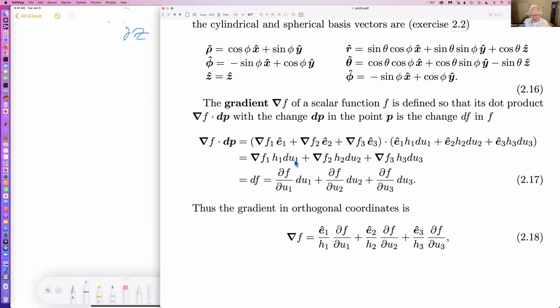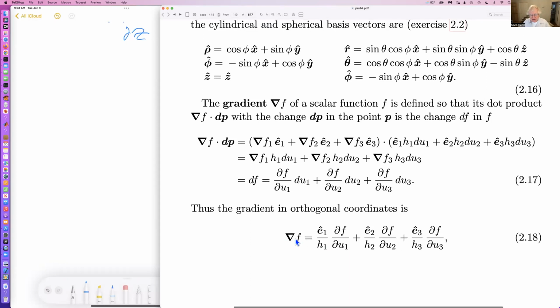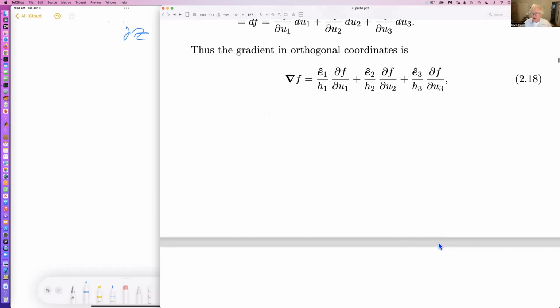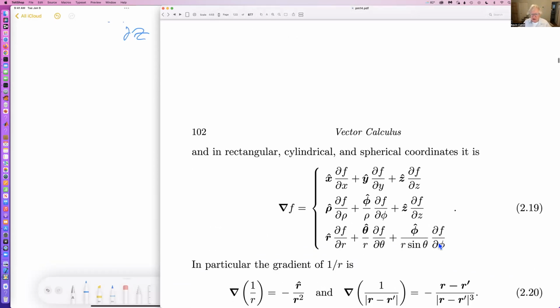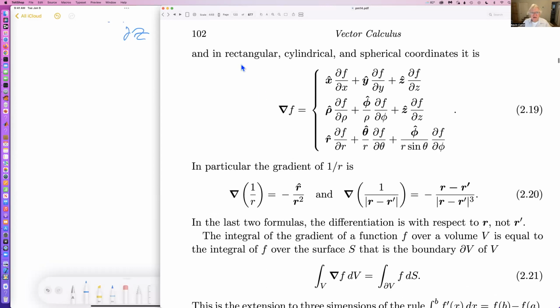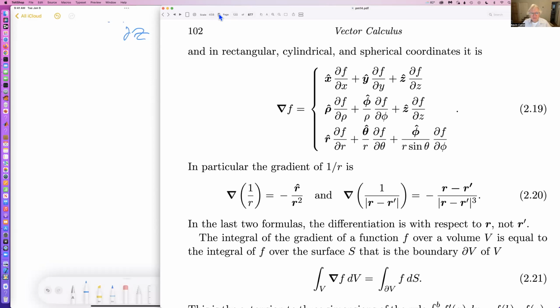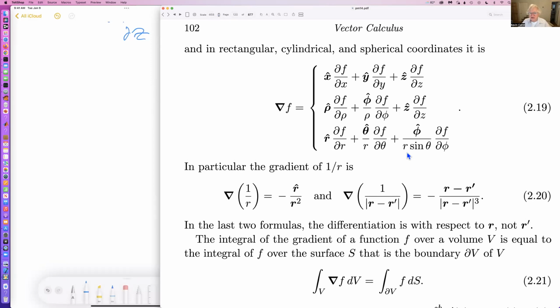So comparing the coefficients of du1, you see that the gradient is e1 hat over h1 times the partial with respect to u1, plus the same thing for indices 2 and 3. In rectangular, cylindrical, and spherical coordinates, it looks like this.